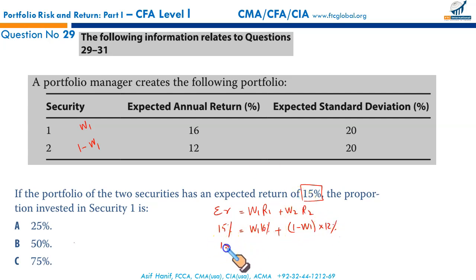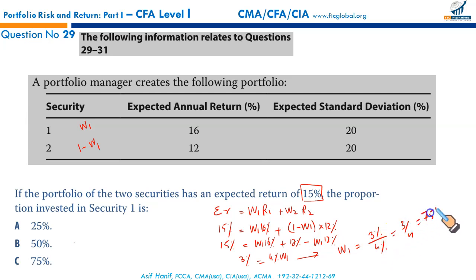Let's do it. 15% equals W1 times 16%, plus 12% less W1 times 12%. What you can do is 15 minus 12, that gives you 3%, and W1 times 16% minus W1 times 12% gives you 4% W1. So if you make W1 the subject of your equation, it's going to be 3% by 4%, which means 3 by 4, which further means 75%. That means the proportion of security 1 is 75% and security 2 would clearly be 25%. So that gives you C as the correct option.